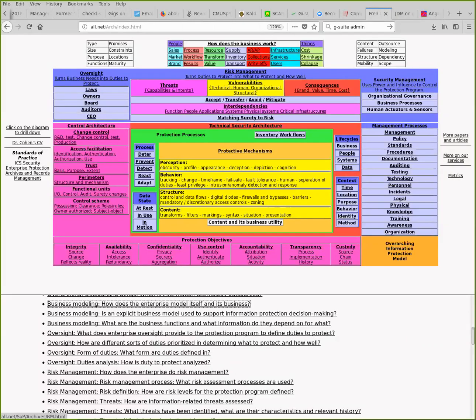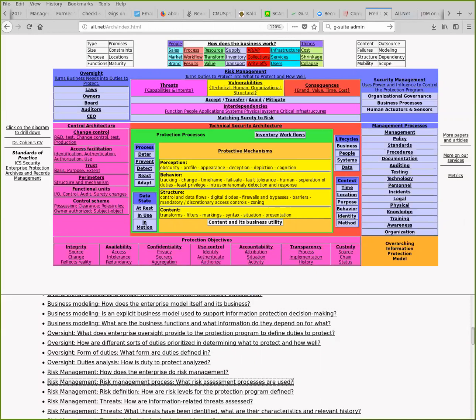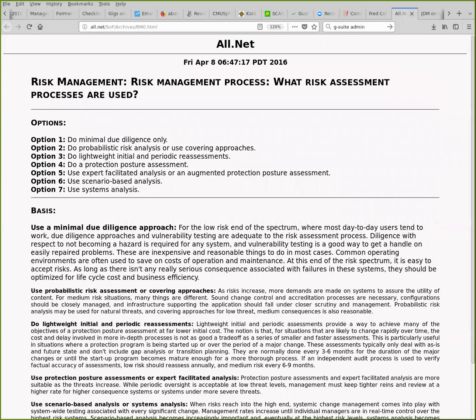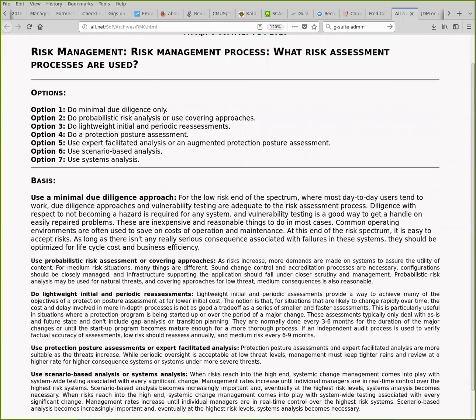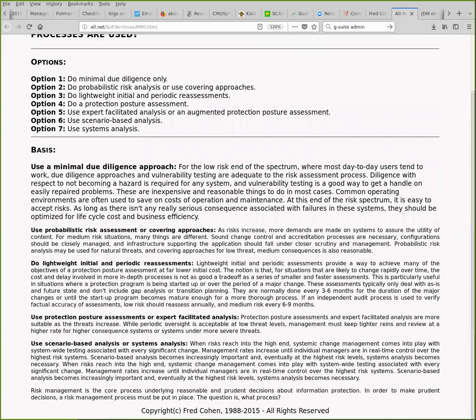In other cases, you have a finite set of options. How do you do risk management? What process do you use? We'll just open this one up and see where we go. So, here are your options. You can go through it, and you can figure out which options you want to use, and the basis for making the decision. You can make a decision for your enterprise.